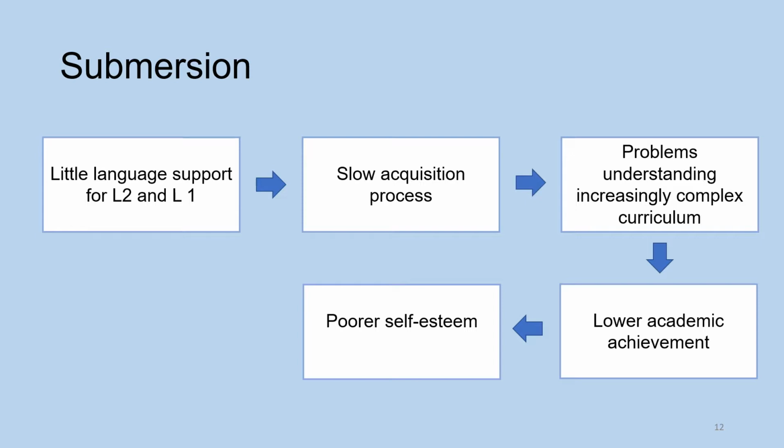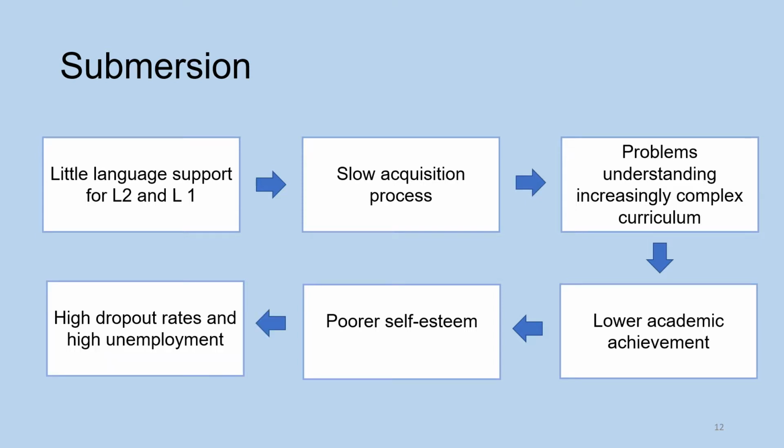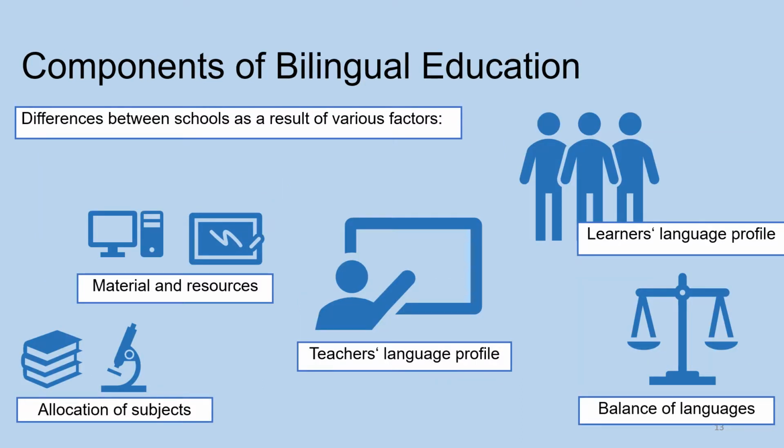To break this vicious circle, it is necessary that students receive linguistic support in both the first and in the second language, in particular at the beginning of their school career. There are, of course, many differences between these bilingual programs, which are the result of various factors. For example, the learner's language profile as well as the teacher's language profile, the role of materials and resources, the allocations of subjects, or the balance between the languages. Let us briefly look at these factors.